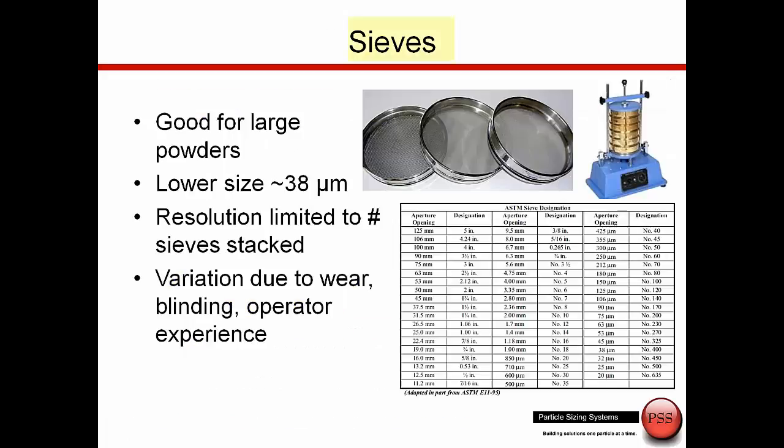If we're going to measure larger particles, then we might be using sieves, which are screens with known sizes. They're good for very large particles. This is a standard table of sieve sizes, and you'll see that it goes down to 20 microns, but personally I start questioning data below about 38 microns, the number 400 sieve. The resolution you get from sieves is really related to how many sieves you stack on top of each other. So you stack the sieves, you add the powder, and then you shake them, and you see the percentage on each sieve by weighing each one after you've agitated the powder.